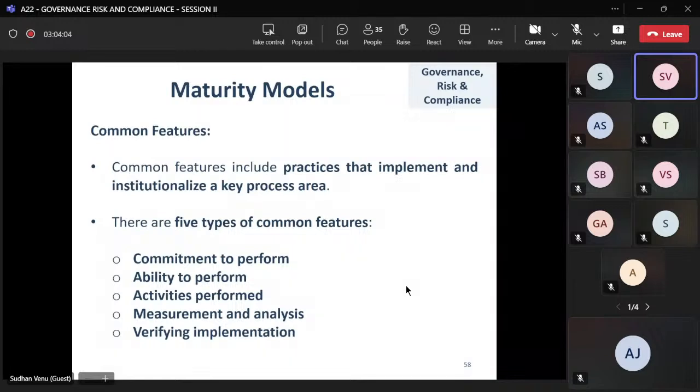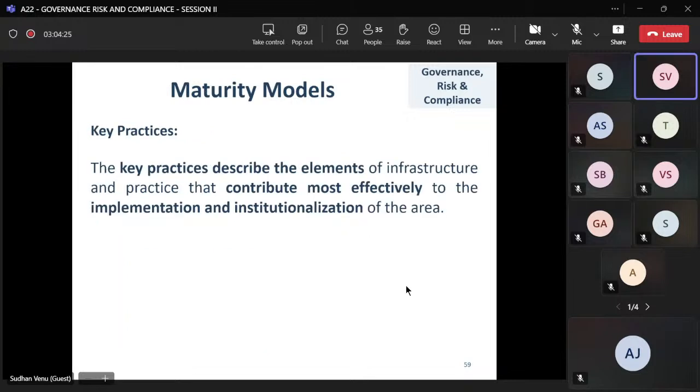So what are the activities defined in the common feature set? They have to perform it. And measurement and analysis means measuring the activities, measuring the report, and measuring the company growth, everything, to analyze, and verifying the implementation. The final stage will be verifying it. We have to implement those common features in the maturity model.